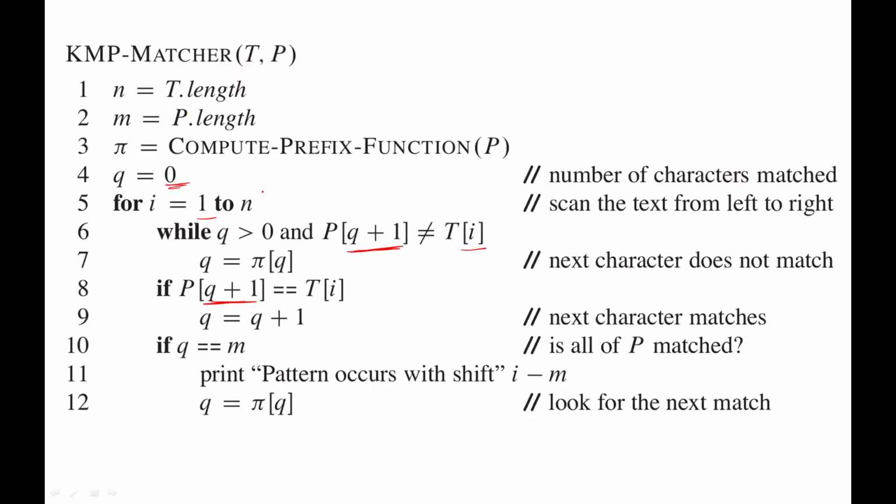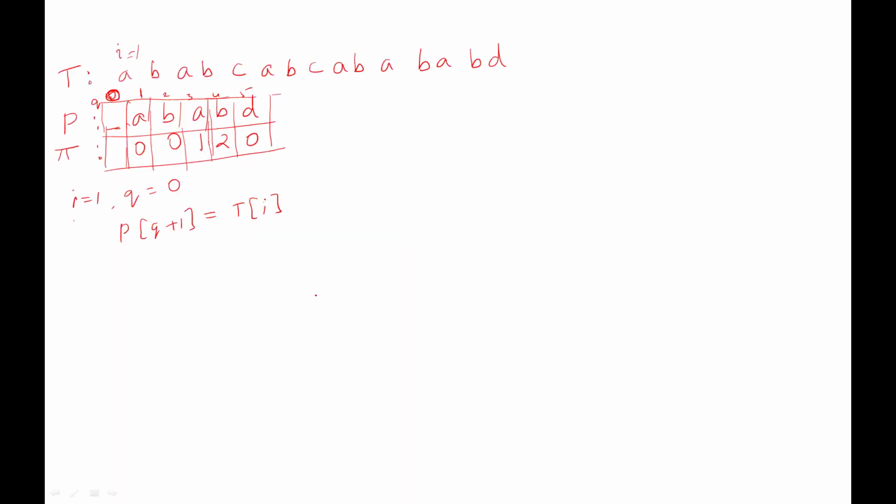We check whether there is a match, and whether we need to shift. Initially when Q is 0, we cannot enter the while loop, because we are checking whether Q is greater than 0. Then we check whether P of Q plus 1 and T of I are the same. In our case, this is an A and this is also an A. Both are A, so they are the same. Because they are the same, what do we have to do?